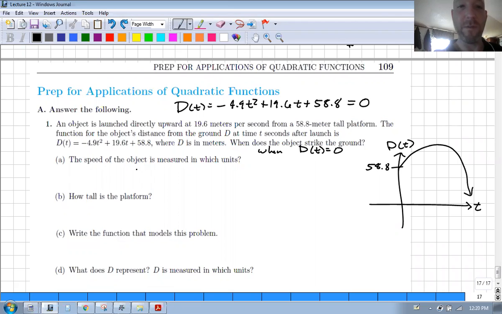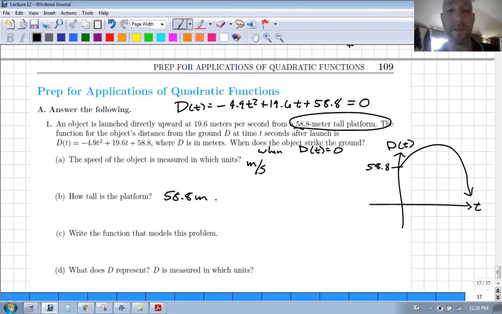The speed of the object is measured in which units? Meters per second, right? Meters per second. How tall is the platform? They tell us right here, it's 58.8 meters. Write the function that models this problem. They gave it to us right here.